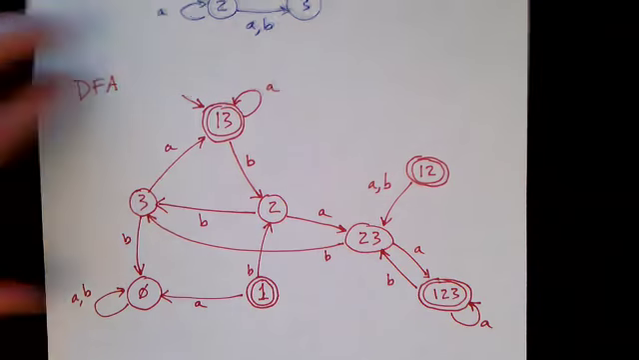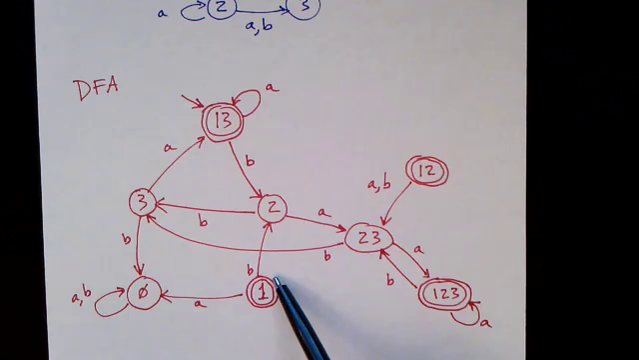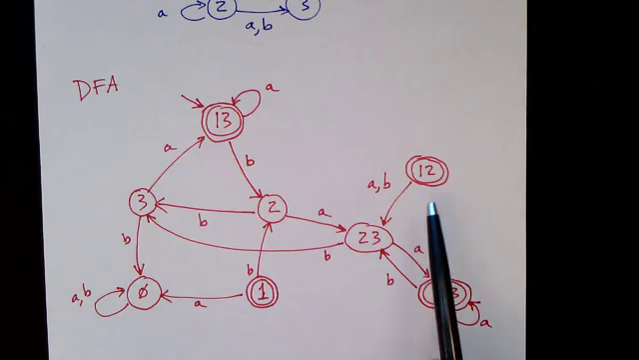And one thing to note about this is that state {1} is unreachable, and state {1, 2} is also unreachable. So we can safely remove these states from our machine without changing its functionality. But the other 6 states are necessary.